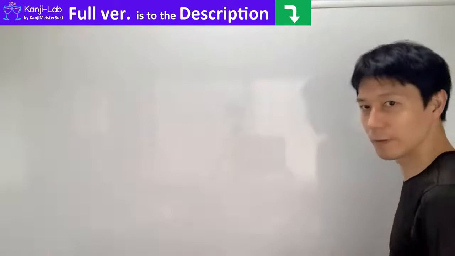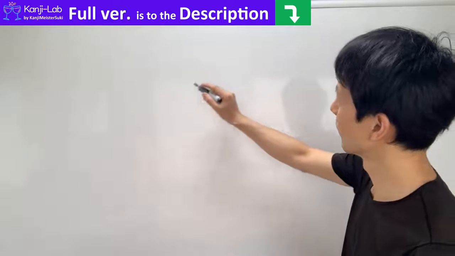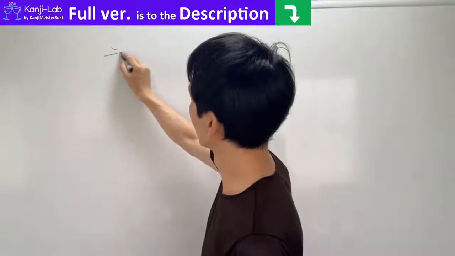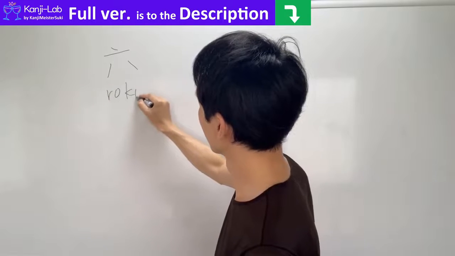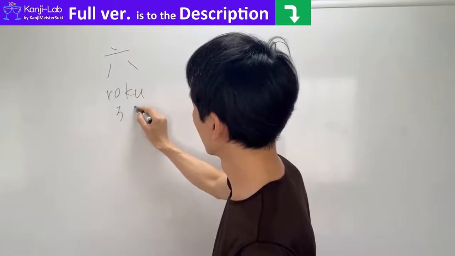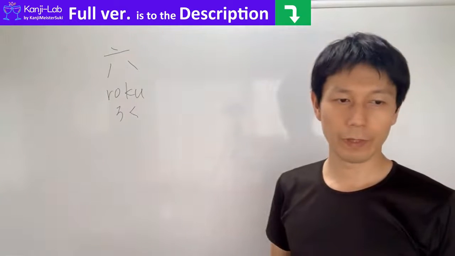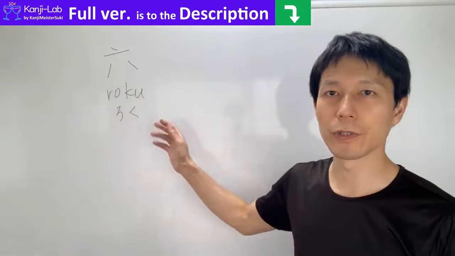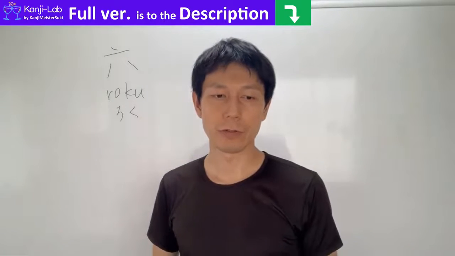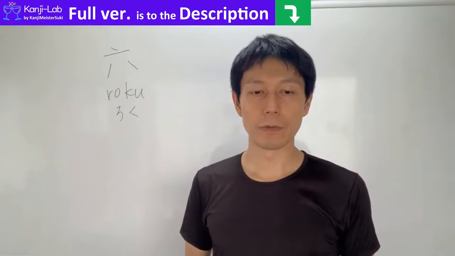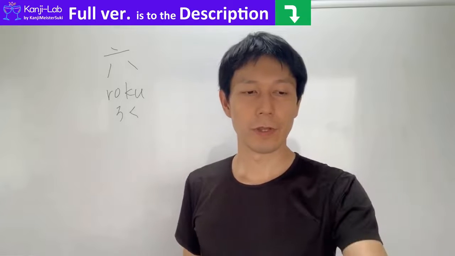This is Ski. This time, I will introduce the kanji character roku. It's a JLPT N5 kanji. This program provides an explanation of kanji characters for those who learn Japanese.